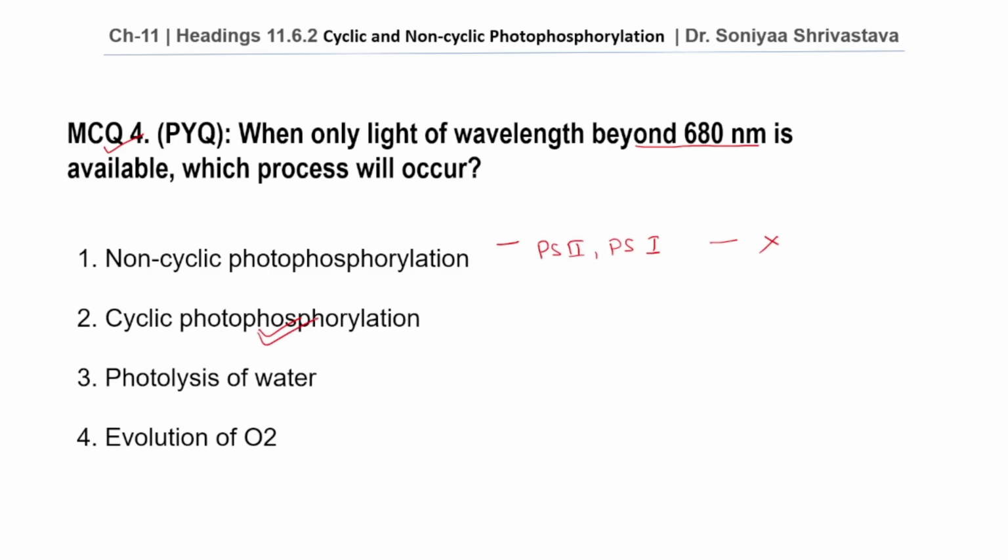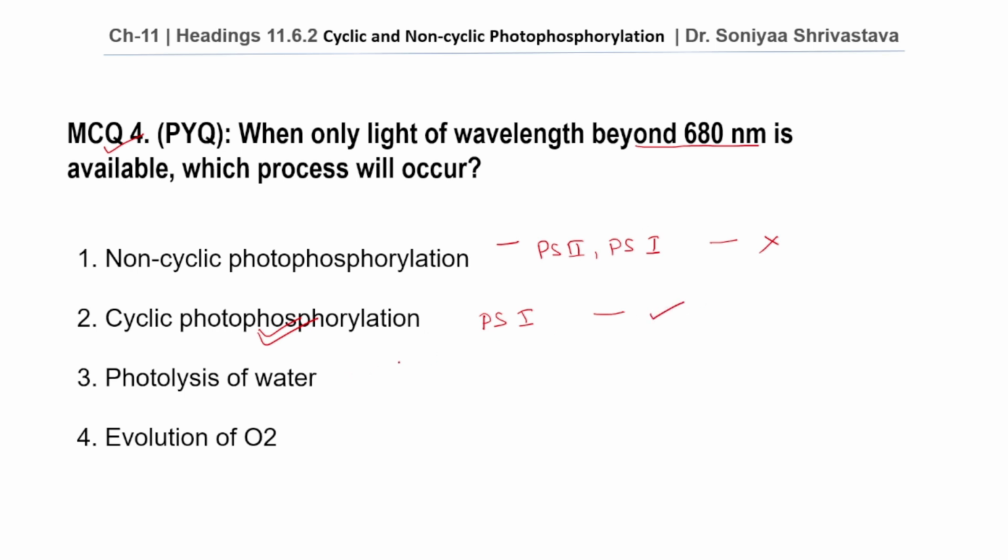Cyclic photophosphorylation. Yes, this is our correct option. Cyclic photophosphorylation involves only PS1. Since PS1 can still absorb long wavelengths above 680 nm, only cyclic photophosphorylation occurs. So this is our correct option.